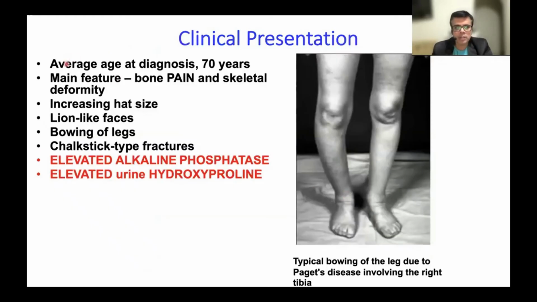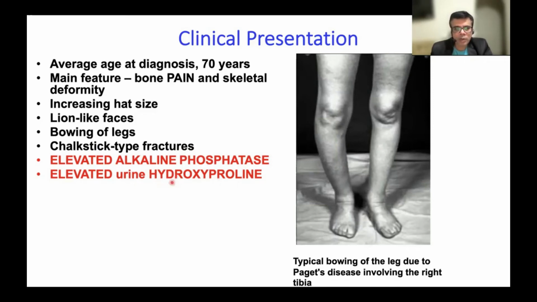Now the clinical presentation. The average age at diagnosis is 70 years, so around the 7th to 8th decade. As in the present case, it presented in the 8th decade, so that is the common age of occurrence. The main features are bone pain and skeletal deformity. There is increasing head size as there was in our case. So there is increased bone size, that is a feature. Facial abnormality or facial deformity can occur. Bowing of the leg, as seen in this picture, is a very characteristic feature. There may be some fractures, elevated alkaline phosphatase, and elevated urine hydroxyproline.